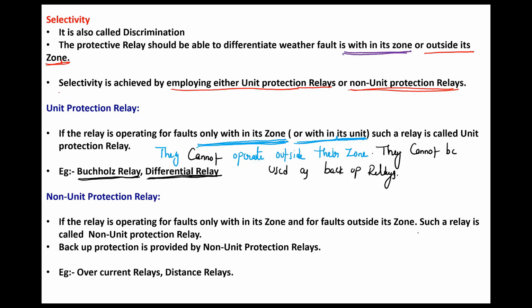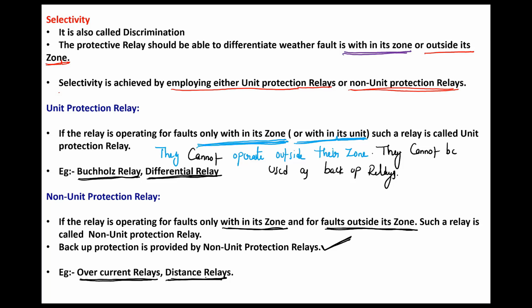Then non-unit protection relays are the relays which have the capability to operate within their zone and for the faults outside their zone. Such relays are called non-unit protection relays. So these relays can provide backup. Since they can operate for faults within their zone as well as outside their zone, they can act as backup relays. Examples are overcurrent relays and distance relays.